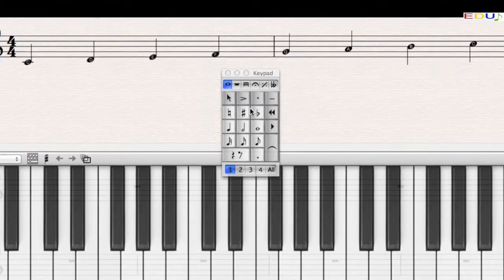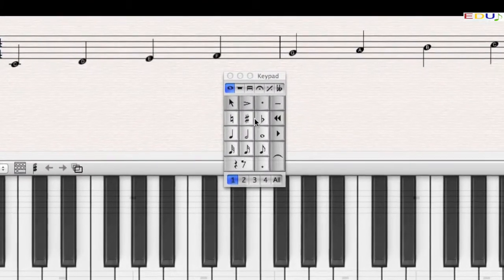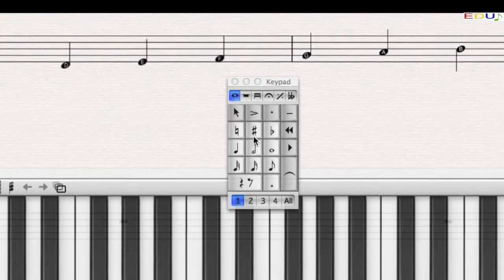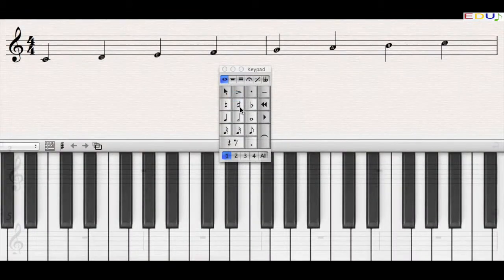The first little sign is this. This sign is called a sharp. And whenever you put a sharp in front of any of those notes, the notes get raised by a semitone.